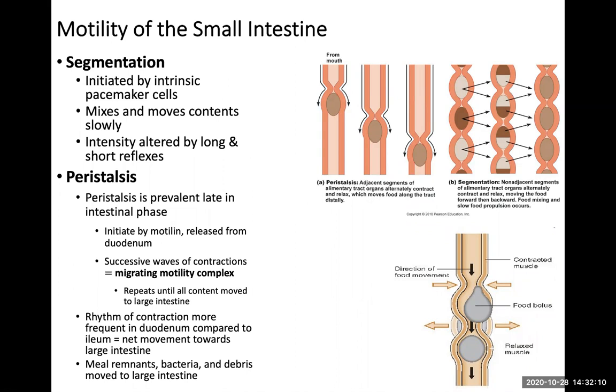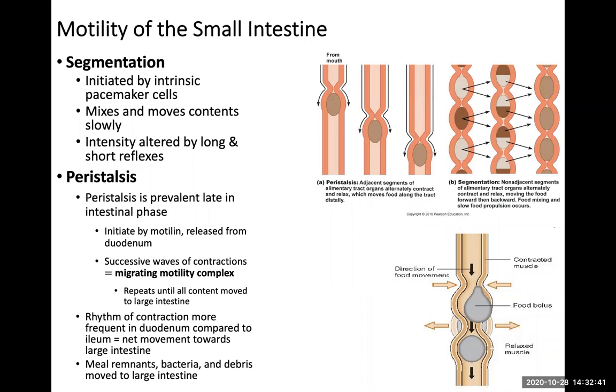And then we also have a type of movement called segmentation. Segmentation is different from peristalsis. Well, it's the same as peristalsis in that it is forward movement, right? However, it's different in the sense that segmentation is kind of like peristalsis getting together with mixing, right? So it has elements of both mixing and peristalsis.